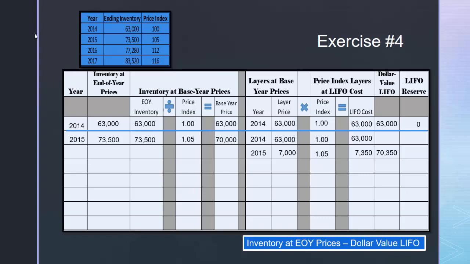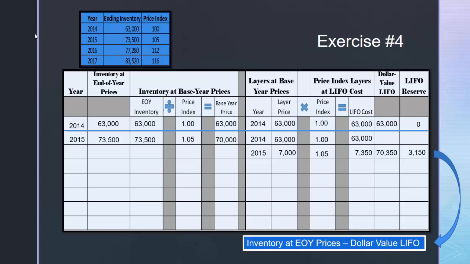What does this all mean? Well, at FIFO, our inventory is valued at $73,500. As you know by now, if you record at LIFO, you always report a lower value of inventory. So if we had been using the LIFO method this entire time, we would have been reporting at $70,350 worth of inventory. And that represents a difference between our inventory at end of year price, which is $73,500, and our dollar value LIFO amount, which is $70,350, of $3,150.